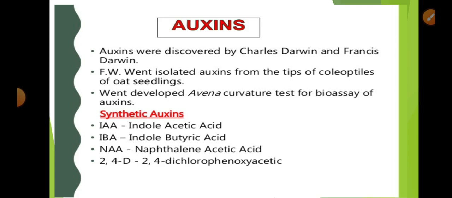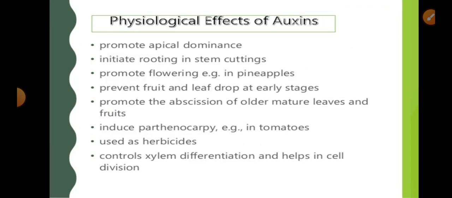Examples of synthetic auxins: indole acetic acid, indole butyric acid, naphthalene acetic acid, 2,4-dichlorophenoxyacetic acid. The physiological effects of auxin: it promotes apical dominance. Auxin initiates rooting in stem cuttings. Stem cutting is a kind of vegetative propagation method. It promotes flowering in the case of pineapple. It prevents leaf drop and fruit drop at an earlier stage.